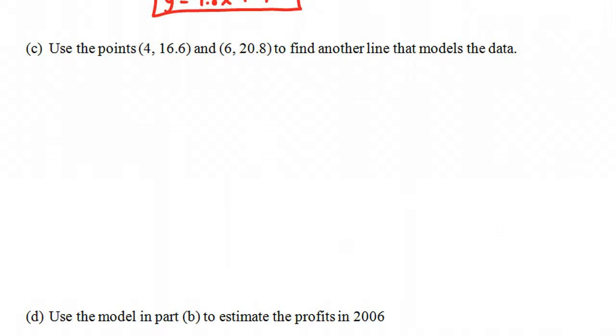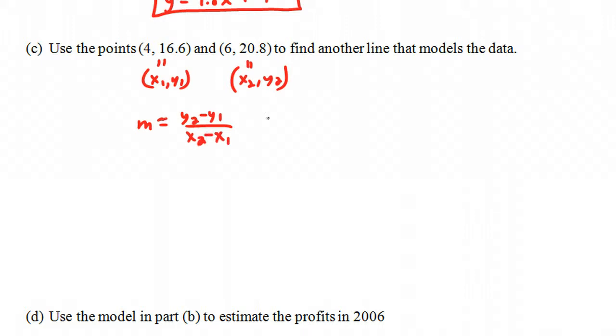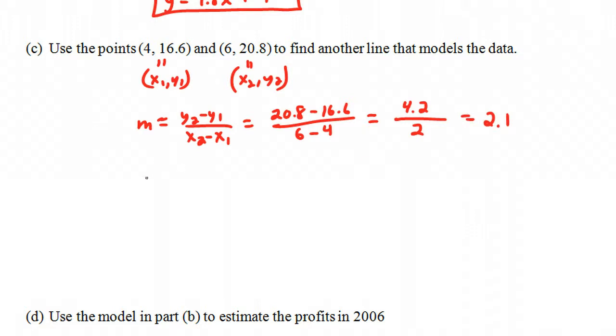Let's do the same thing we did up here. We're going to label one of these points (x1, y1) and the other (x2, y2). We'll find the slope between the 2 points using the slope formula, y2 minus y1 over x2 minus x1. What we have is 20.8 minus 16.6 over 6 minus 4. That would be 2 in the denominator, and in the numerator we have 4.2. And 4.2 divided by 2 is 2.1. So our slope is 2.1.